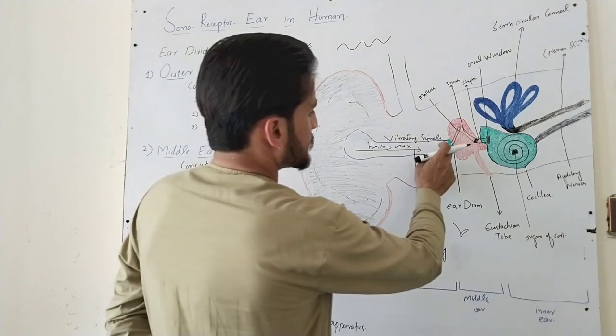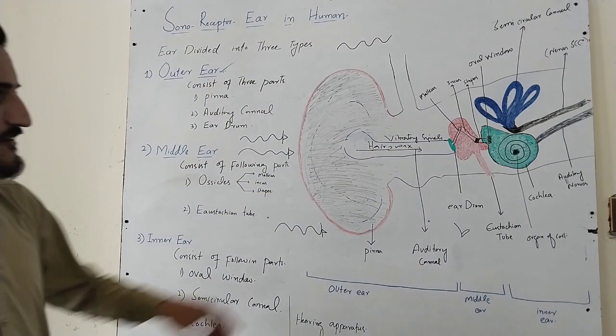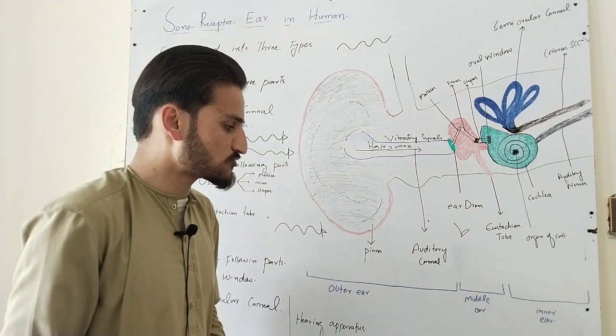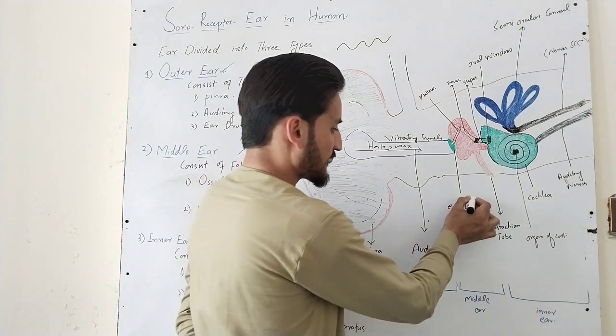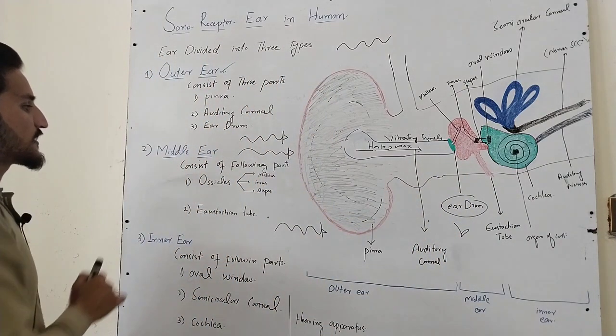And this is the eardrum, a thin, wall-like structure. Eardrum is also called the tympanic membrane. It is present between the outer ear and the middle ear.